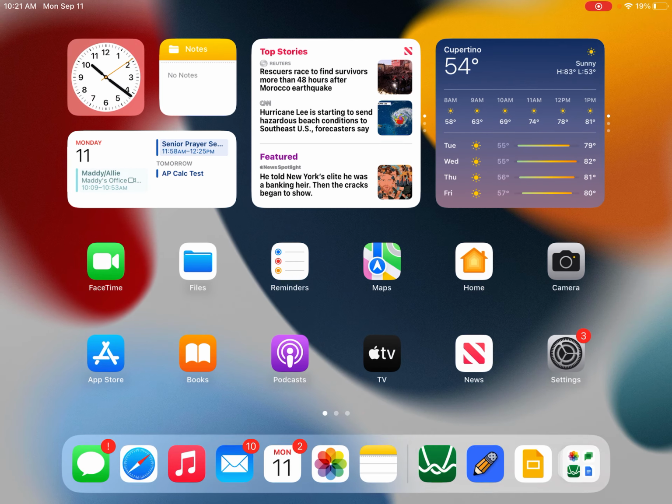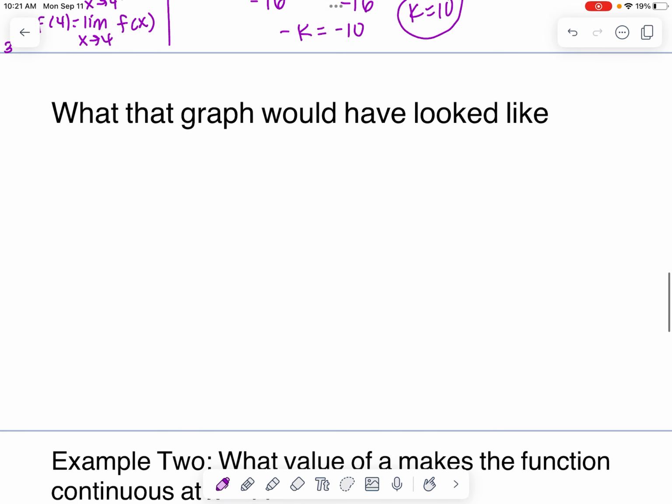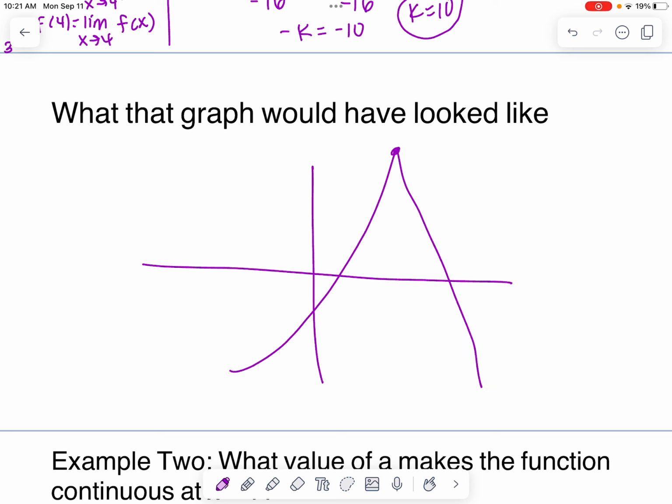And so if you want to sketch this graph right here, you just looked at it, but roughly this is what this graph would look like. So it is a piecewise function, but they meet at 4, 6. They have the same limit, etc. So that is it. We figured out what k would be to make this continuous.